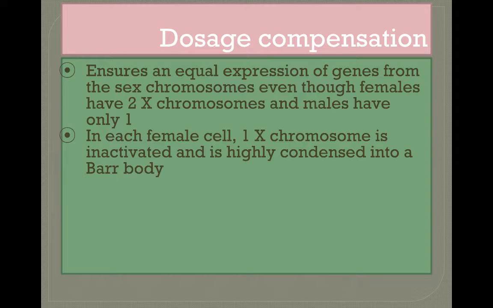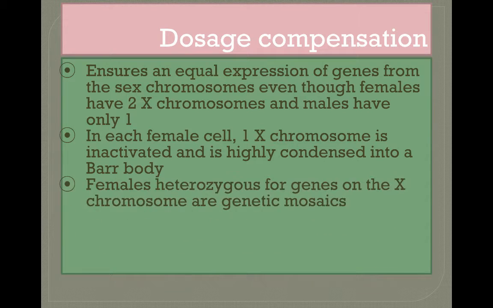It's very random. Let's say it happens at the 16 cell stage. Those 16 cells randomly shut down either the maternal X chromosome or the paternal X chromosome, but from that point forward, that chromosome stays shut down. That condensed chromosome is what we call a bar body. If you are a heterozygous female for some trait on the sex chromosomes, you are referred to as a genetic mosaic, because some of your cells will be displaying the dominant allele and some of your cells will be displaying the recessive allele.